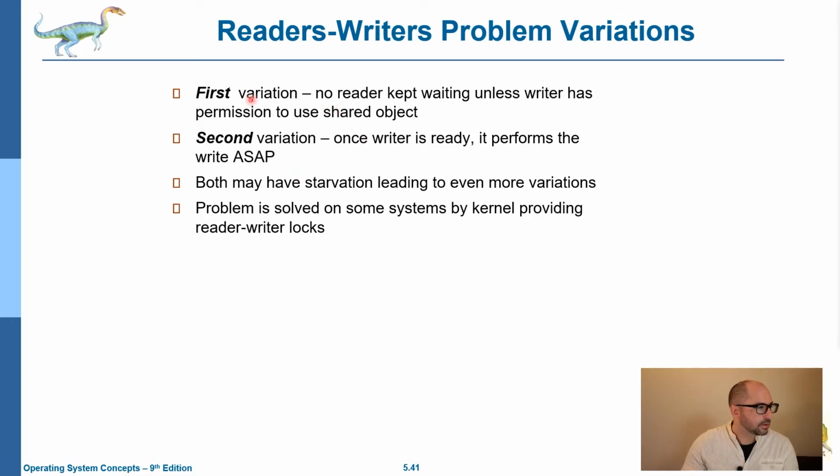So we just looked at our first variation, that no reader is kept waiting unless the writer has permission, and the second variation is that once the writer is ready, it performs the write immediately, and then the readers are resumed. Both of these can lead to starvation, and there are advanced read-writer locks that will avoid starvation, but at least you should be able to identify how this can starve readers or writers at this point.